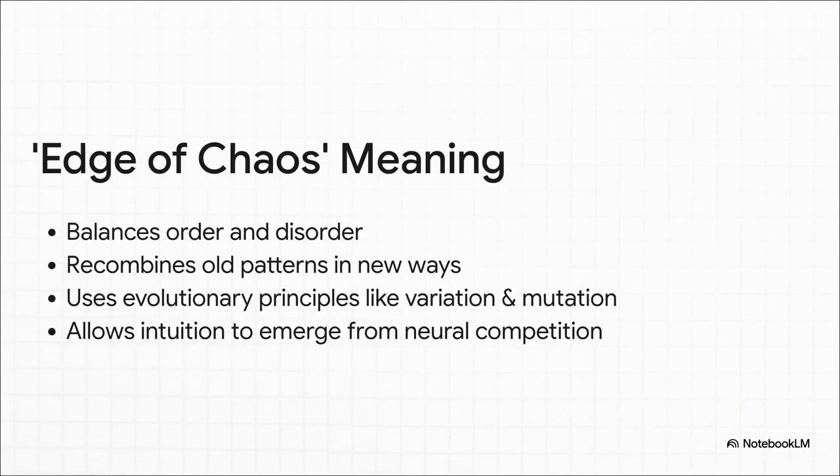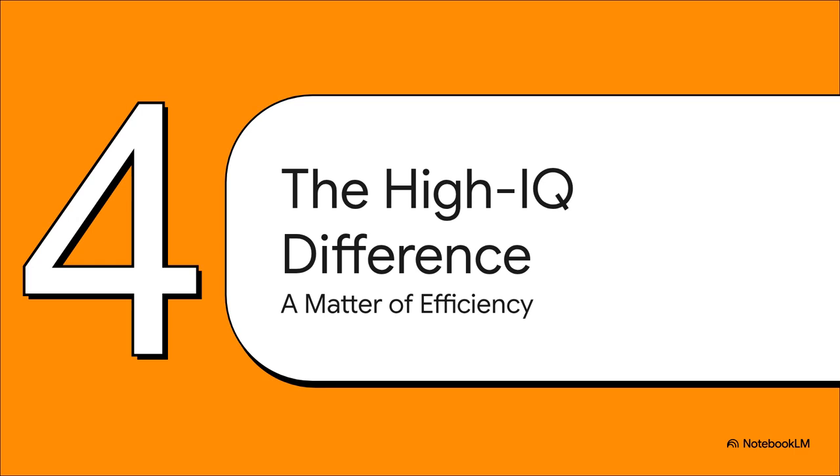And what does that dance really mean? Well, it's this perfect sweet spot, this beautiful balance between stable order and total randomness. It's the place where your brain can take old established patterns and just recombine them in completely new ways. It's almost like evolution, but for thoughts, using variation and mutation to let brand new intuitive ideas win out from all the competition.